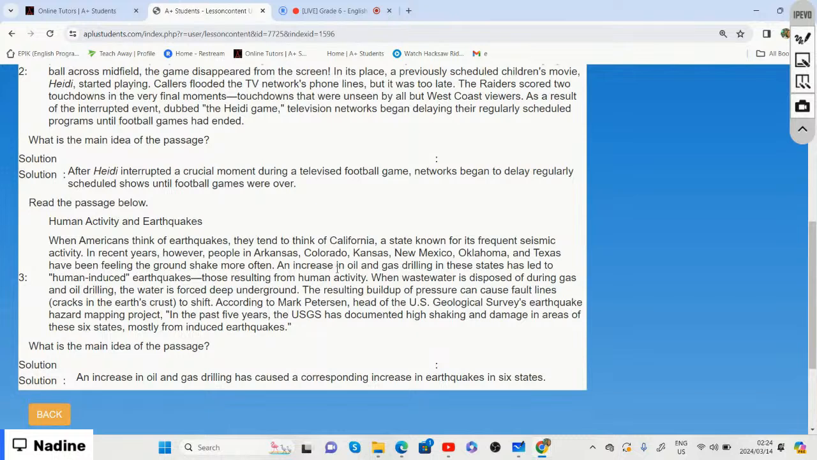All right, and if we were to select the main idea, it says an increase in oil and gas drilling has caused a corresponding increase in earthquakes in 6 states. They're not mentioning the states, but they say that after time, these specific states could experience or feel the earth shaking or moving.